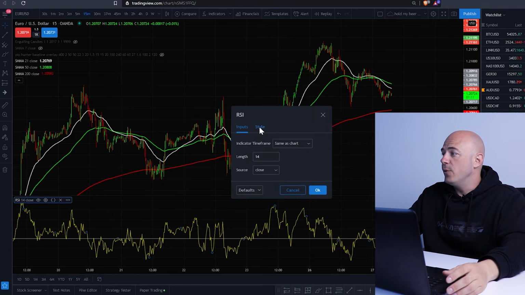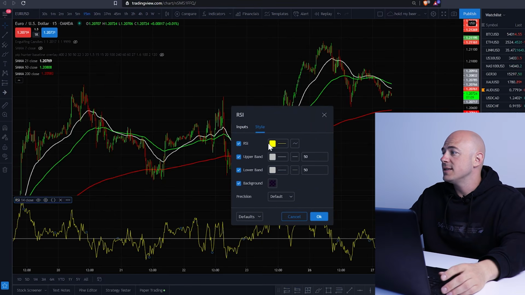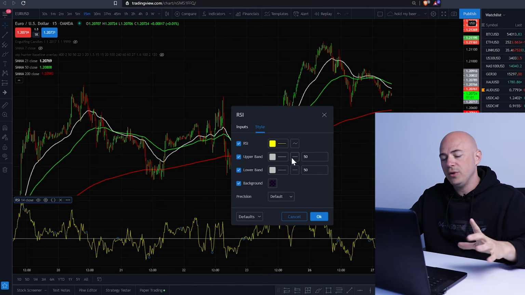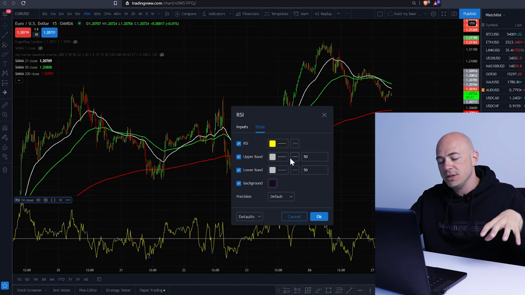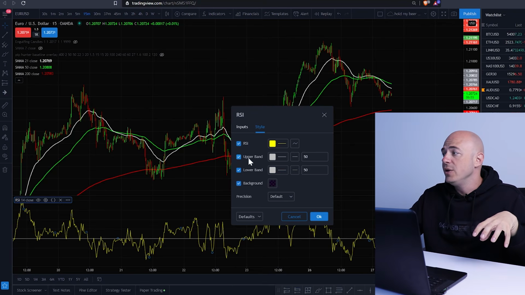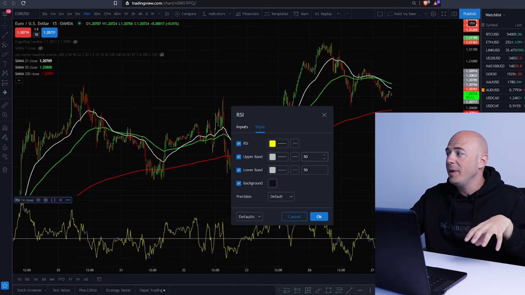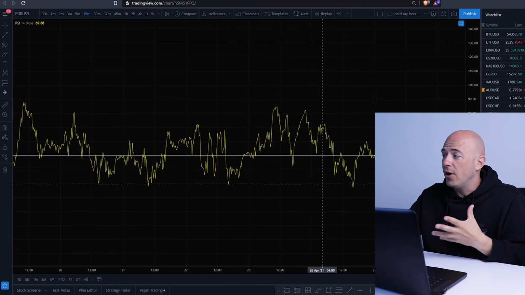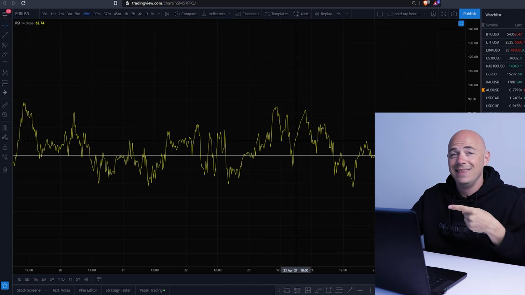Keep the input as 14, source close, and style. I like to do this one thing which is gonna help you use the RSI properly instead of overbought and oversold, which is the wrong way to look at it. You need to change the upper band and the lower band to 50. And if you want to keep up with the color scheme of the channel, change the RSI line to yellow. That way your RSI is going to look like this.